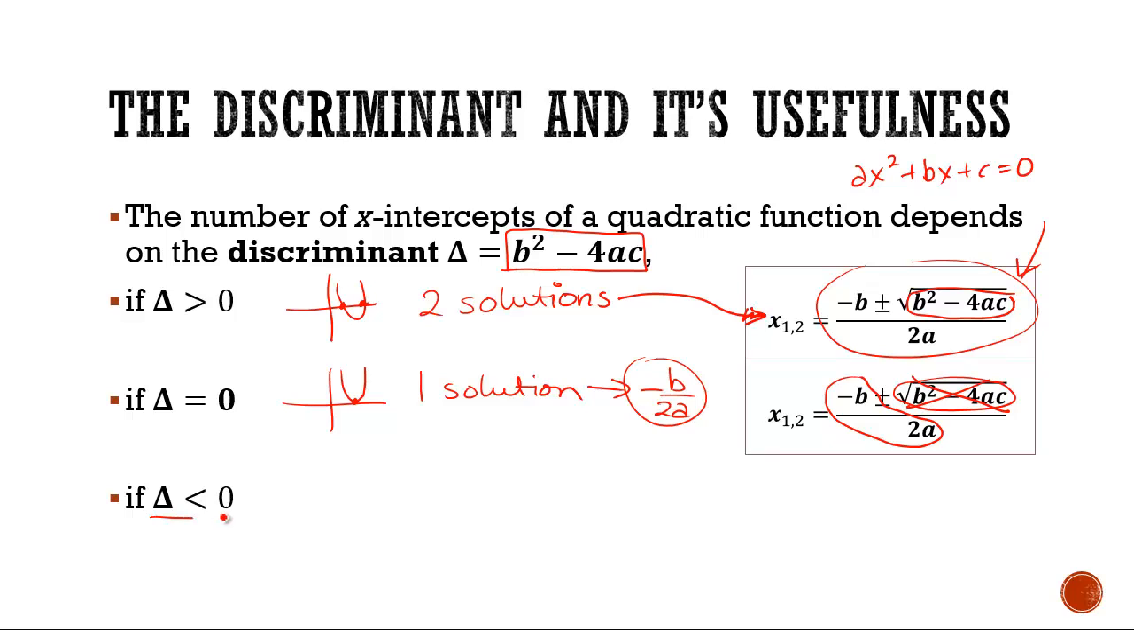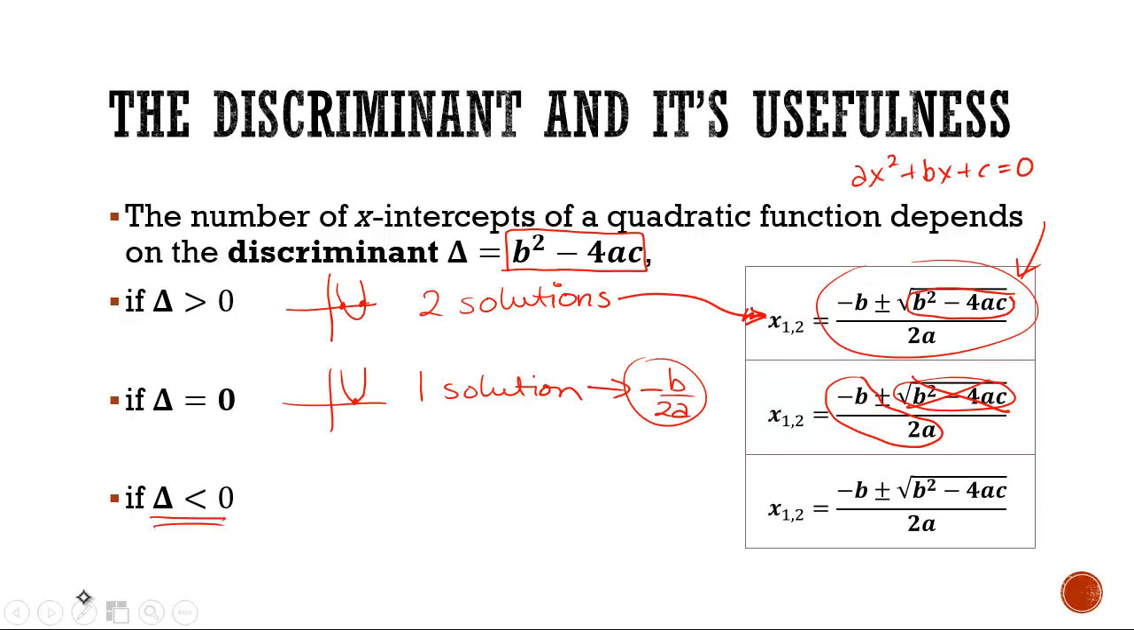And finally, what if it's negative? Well, if this discriminant is negative, it's impossible for the square root to exist. So it actually makes this all not exist, which then means that it's floating in the air and has nothing at which it crosses, so 0 solutions.